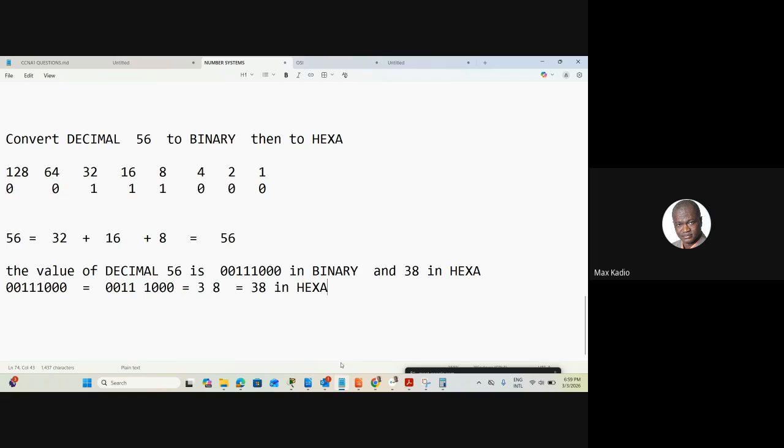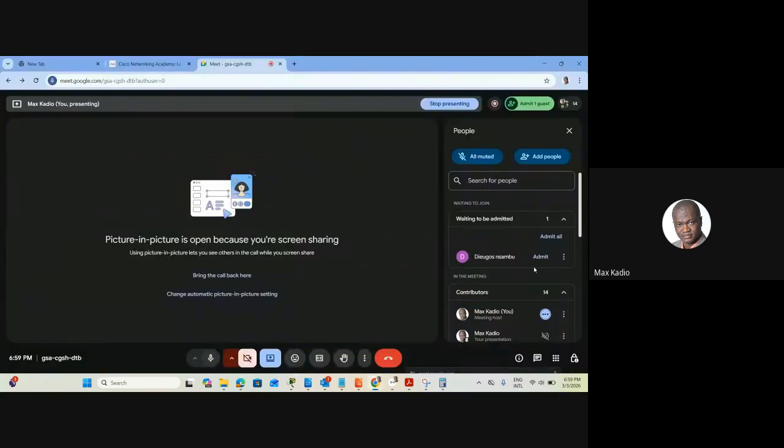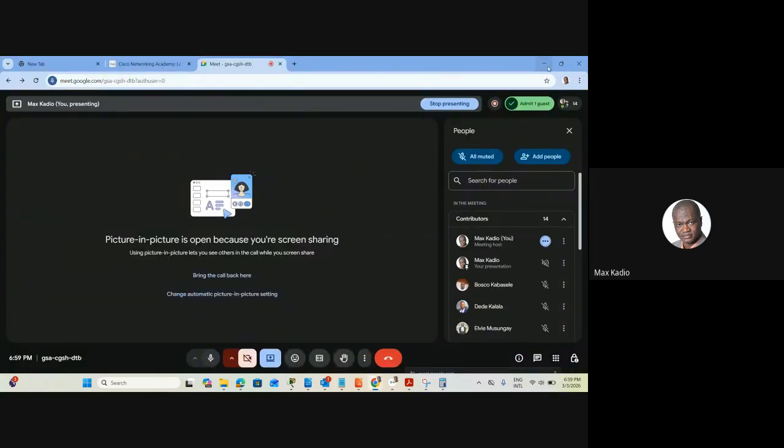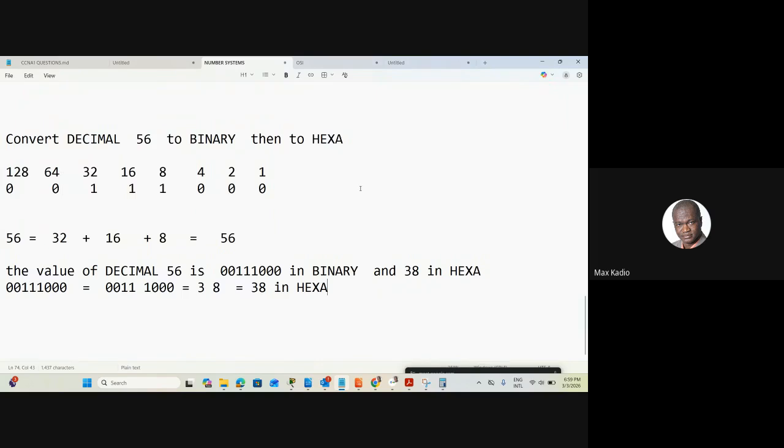So we're going to do also the second one, the same thing. This one, we're going to start with the binary.